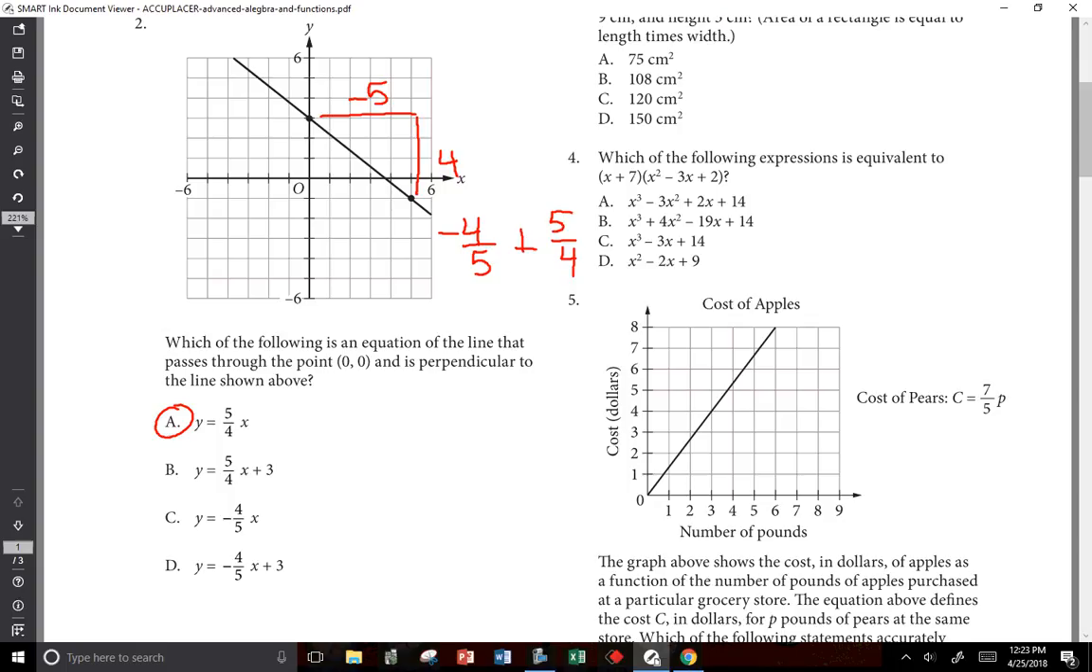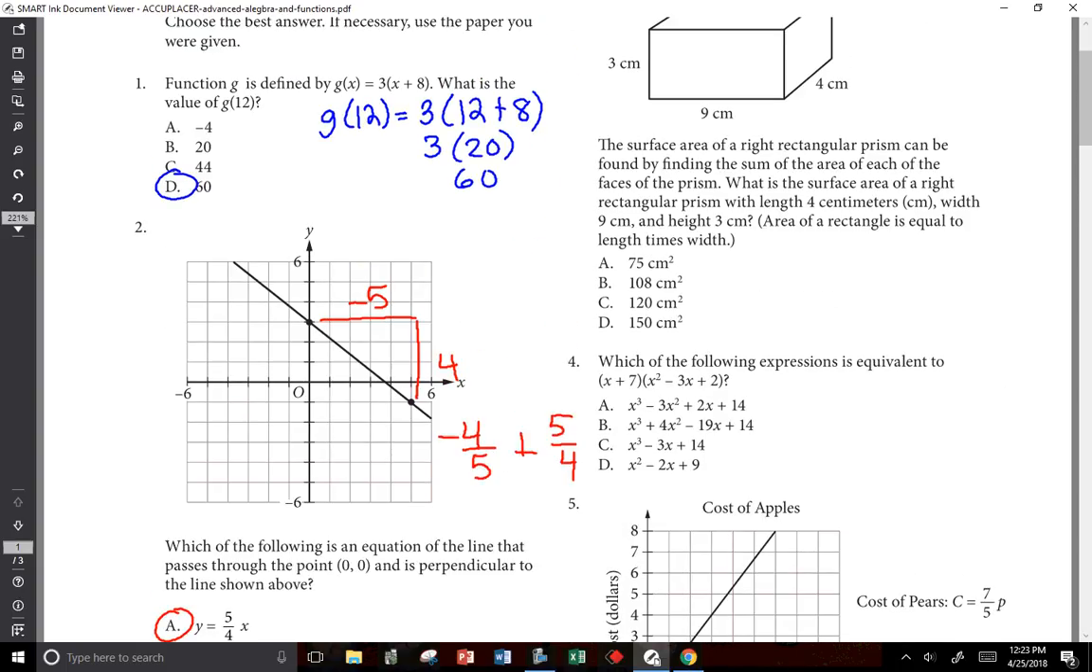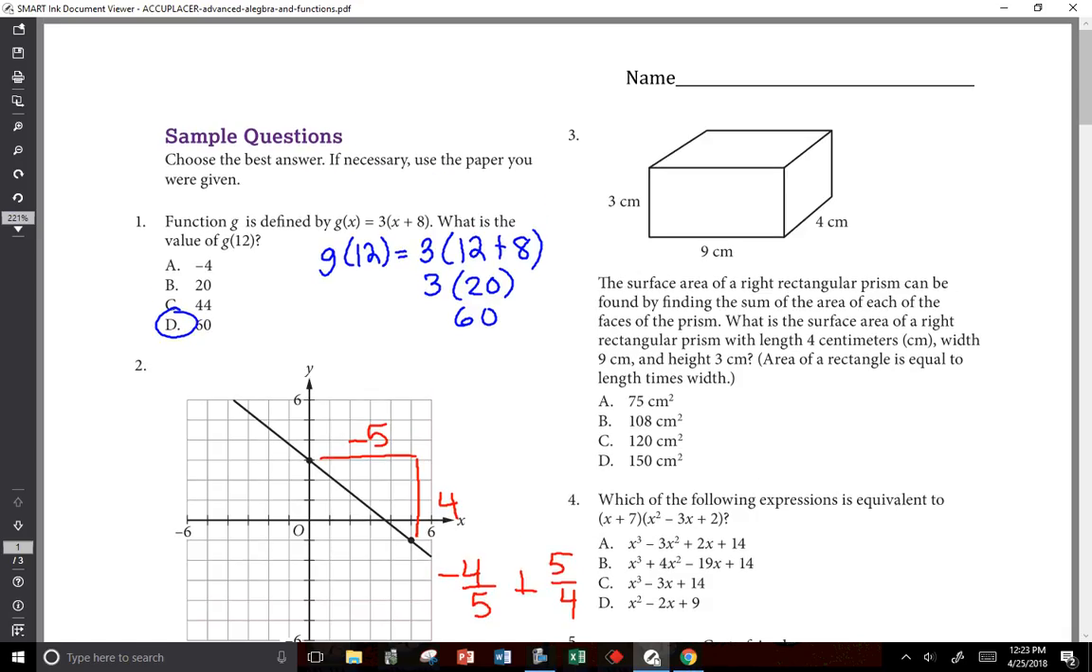Number 3, the surface area of a right rectangular prism can be found by finding the sum of the area of each of the faces of the prism. What is the surface area of a right rectangular prism with length 4 centimeters, width 9 centimeters, and height 3 centimeters? Area of a rectangle is equal to length times width. So to find the surface area, we need to find the area of each of the rectangles and then just add them all together. Okay, so front rectangle is a 3 by 9.